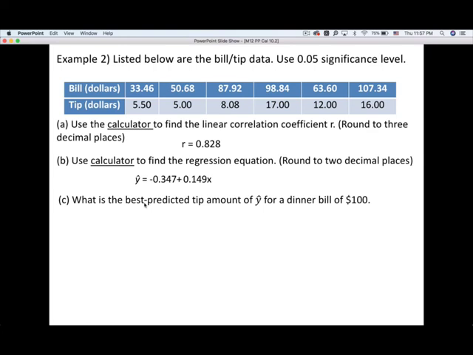C, what is the best predicted amount of Y hat for a dinner bill of 100? This is talking about if, given the X, the bill dollars is going to be 100, what is my response variable Y equal to? What is my Y hat equal to?